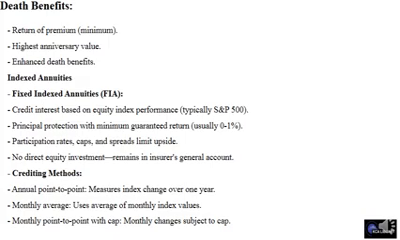Crediting methods: annual point to point measures index change over 1 year. Monthly average uses the average of monthly index values. We have the monthly point to point with cap, where monthly changes are subject to a cap.